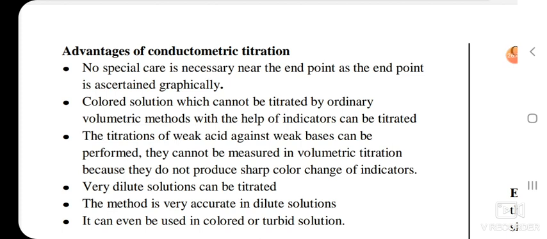Advantages of conductometric titration. No special care is necessary near the endpoint as the endpoint is ascertained graphically. Colored solutions which cannot be titrated by ordinary volumetric methods with the help of indicators can be titrated. The titrations of weak acid against weak bases can be performed. They cannot be measured in volumetric titration because they do not produce a sharp color change of indicators.